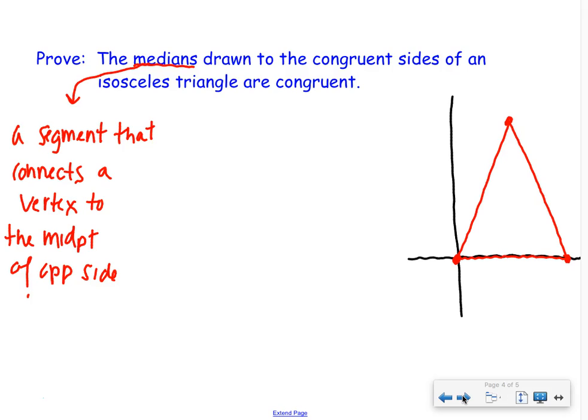Okay, now before we even label our vertices, let's draw in what we're trying to prove. We're trying to prove the medians that connect the congruent sides are congruent. So if I go from this vertex, I need to go to the midpoint of this side, right? So let's draw on the midpoint. We don't know the midpoint. We'll find it. So your goal is to show these two blue segments are congruent.